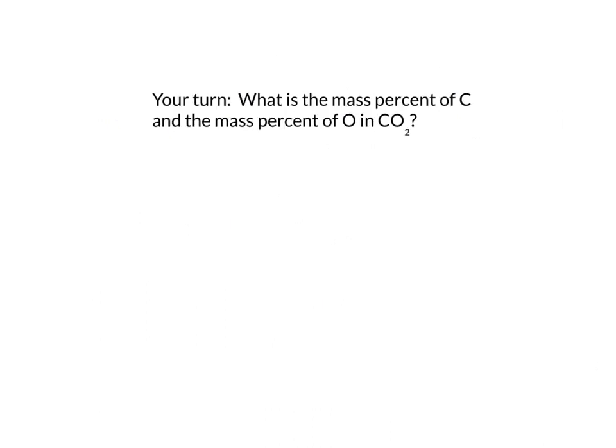Now it's your turn. Figure out what the mass percent of carbon and the mass percent of oxygen are in CO2. If you work this out correctly, you will find that CO2 is 27.3% carbon and 72.7% oxygen.